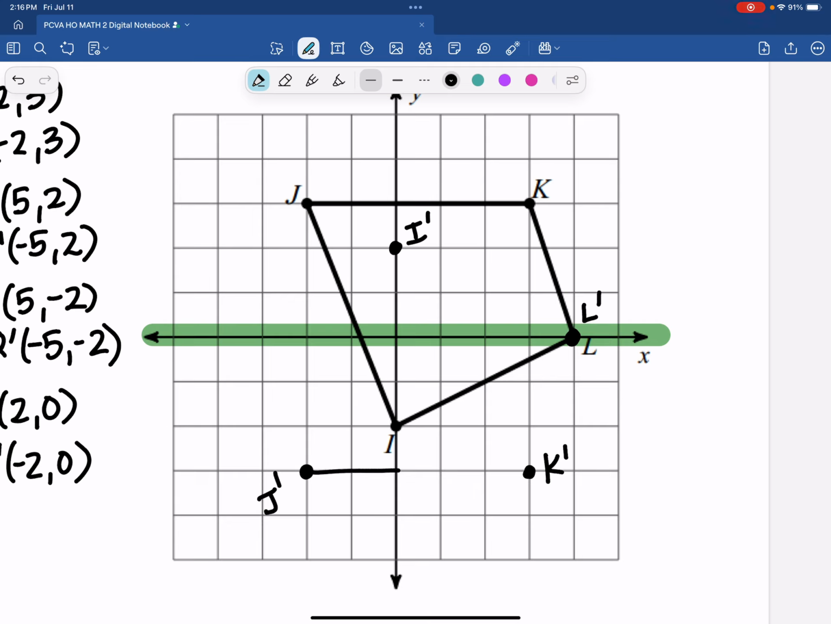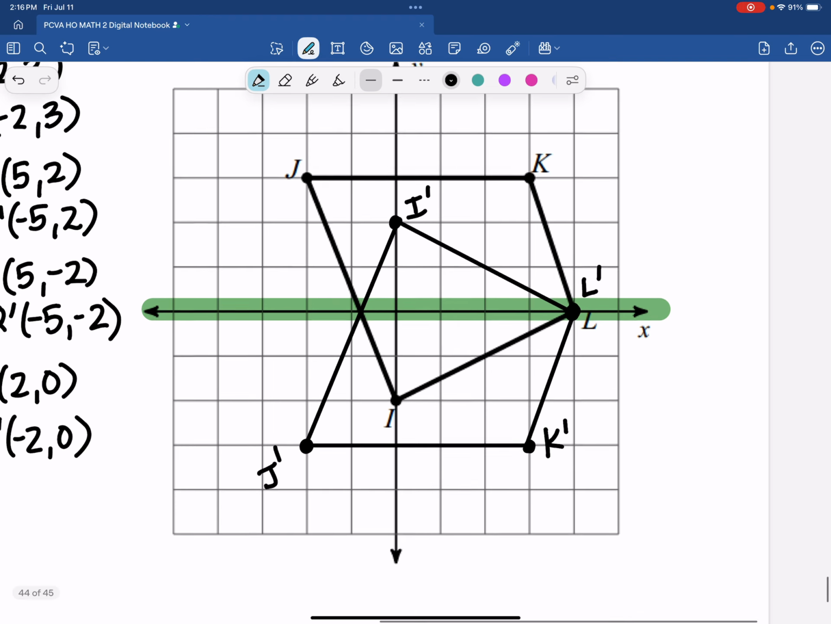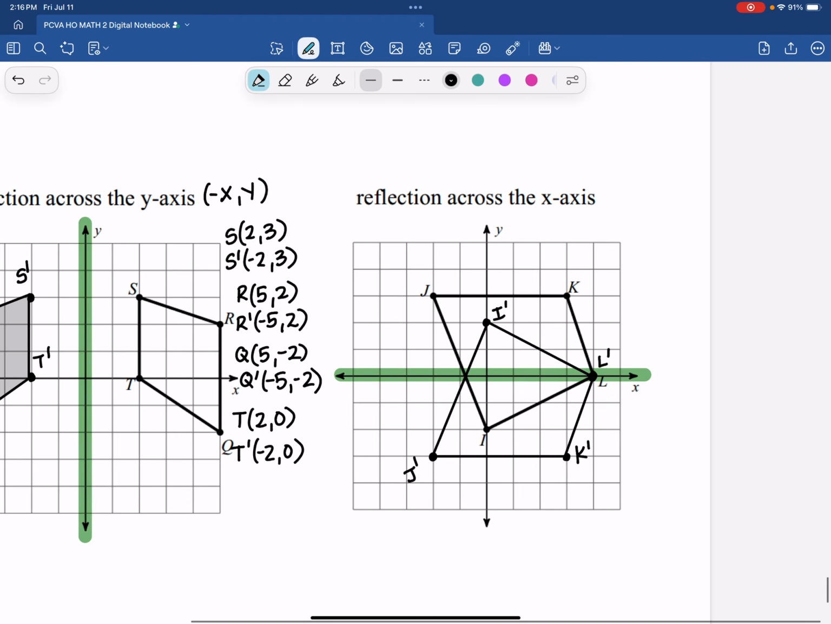So if I connect these, I should see my reflection. Now, it does get a little bit jumbled just because of the fact that they wind up kind of overlapping each other. However, you should see that there is a true reflection image there. And again, the rule for the x-axis is you make the opposite sign for the y.